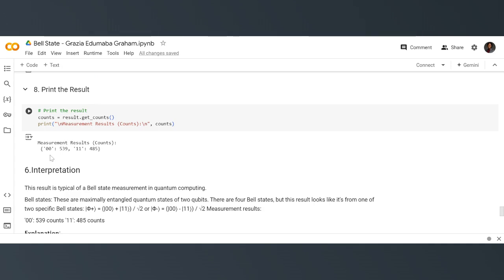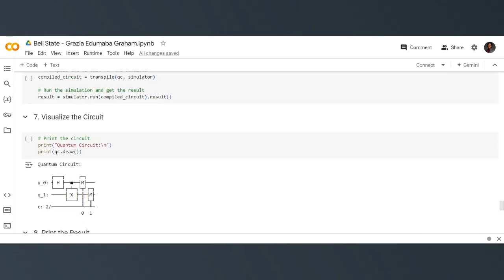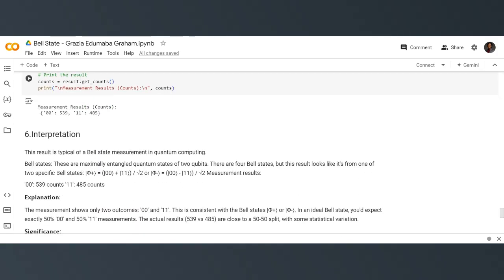Consider the 0, 0 state: after 1,000 shots, after 1,000 counts, 539 were found to be in the state of 0, 0, and 485 were found to be in the state of 1, 1. So let's go to the interpretation of this result.